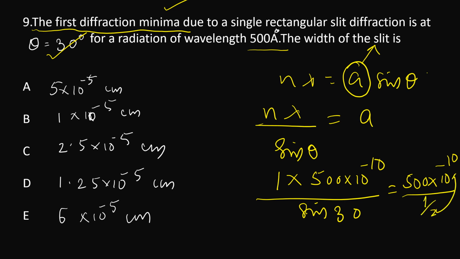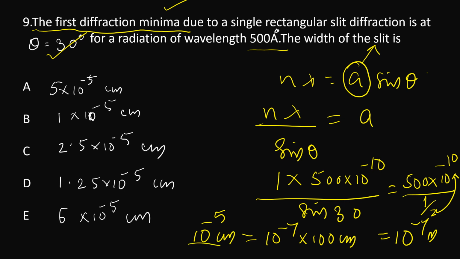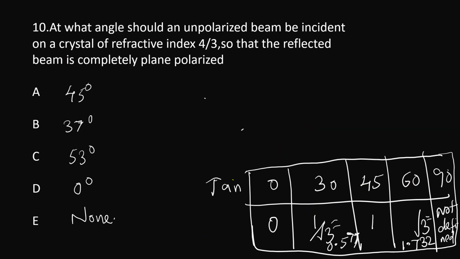Sin 30 is 1 by 2, so this 2 will go to the numerator. When you calculate this, you will get 10^-7 meter, or 10^-7 × 100 centimeter, that is 10^-5 centimeter. So option B is the correct one.